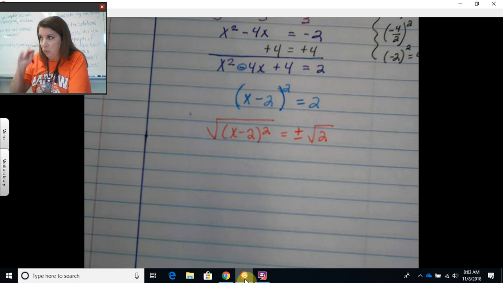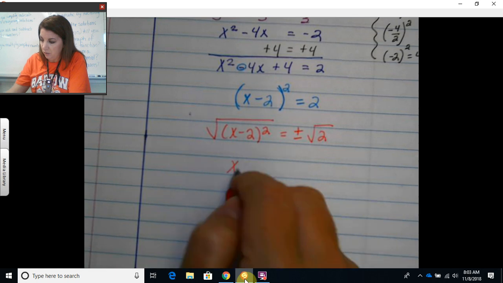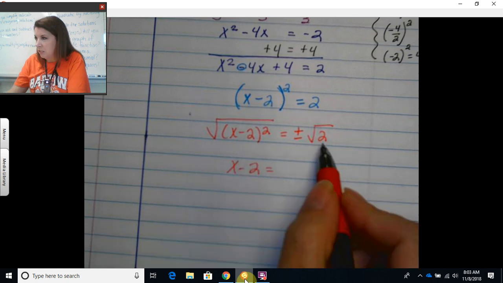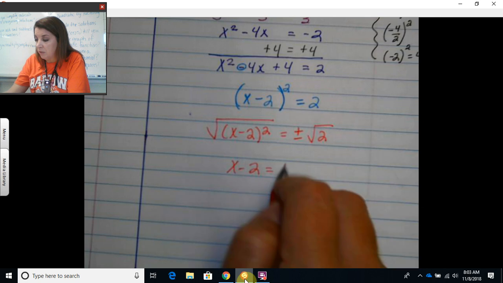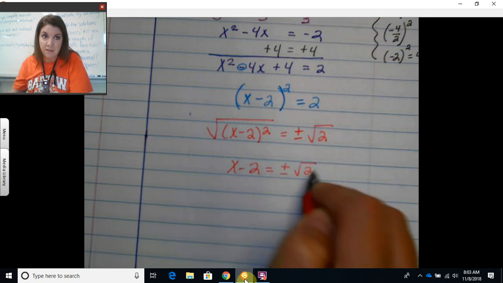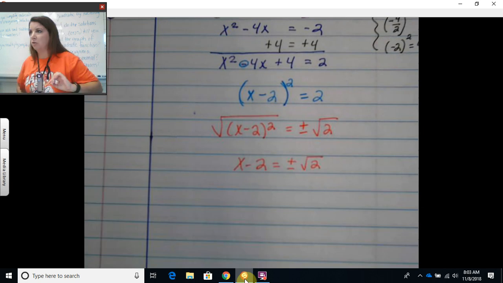So what do y'all think the square root of x minus 2 quantity squared is? X minus 2 equals, what's the square root of 2? Is it a perfect square? No. Does it have any perfect square factors other than 1? No. So right now, I'm just going to leave it plus or minus the square root of 2. If I could simplify that radical, I would. In my final answer, I will turn it into a decimal. I'll leave it in radical form and in decimal form because you never know which one they're going to want. Okay?